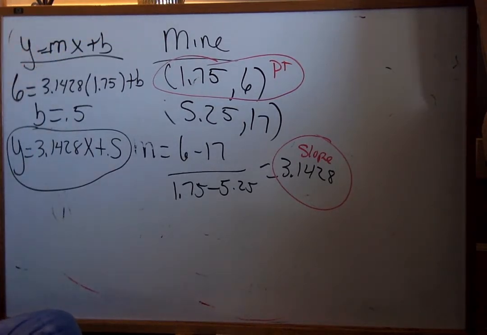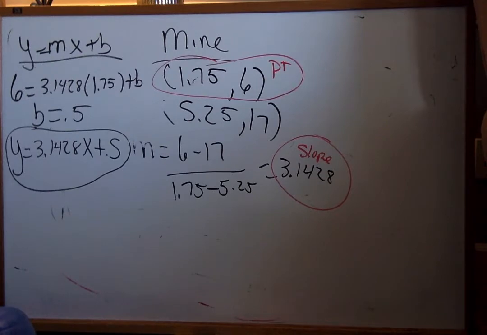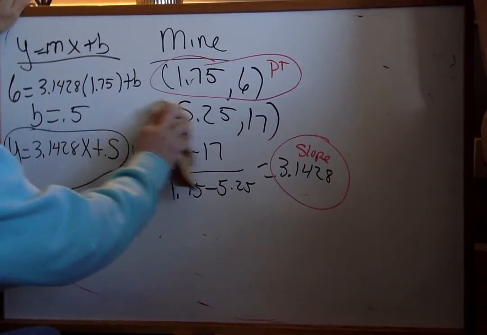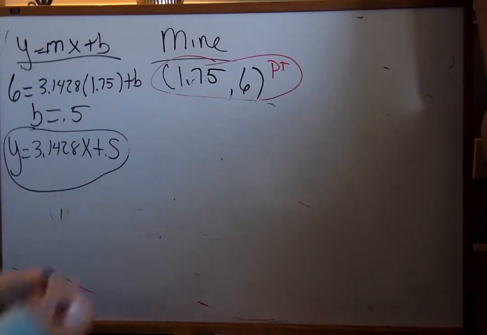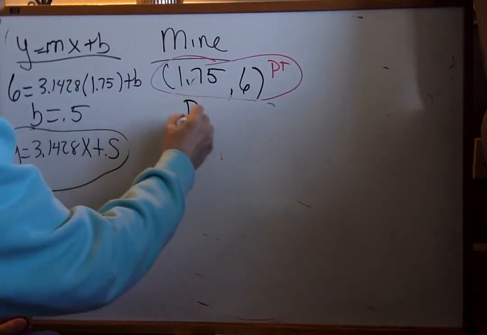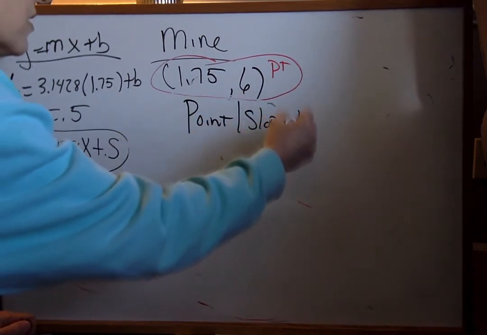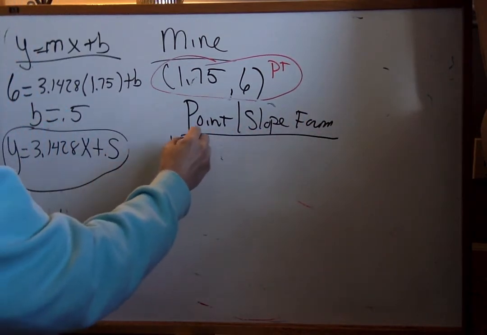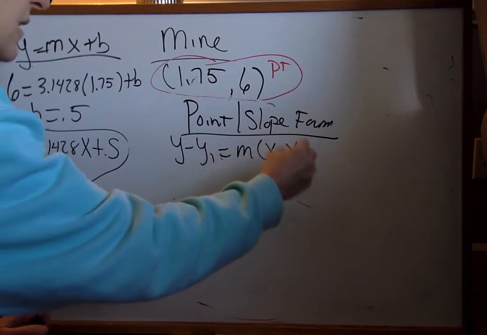It's a fine technique. There's nothing wrong with it. You solve for the intercept, then you got to plug the stuff in using mx plus b. I just want to make sure that you're okay with the other way. The way I did it, I used point slope form. y minus y1 equals slope times x minus x1.